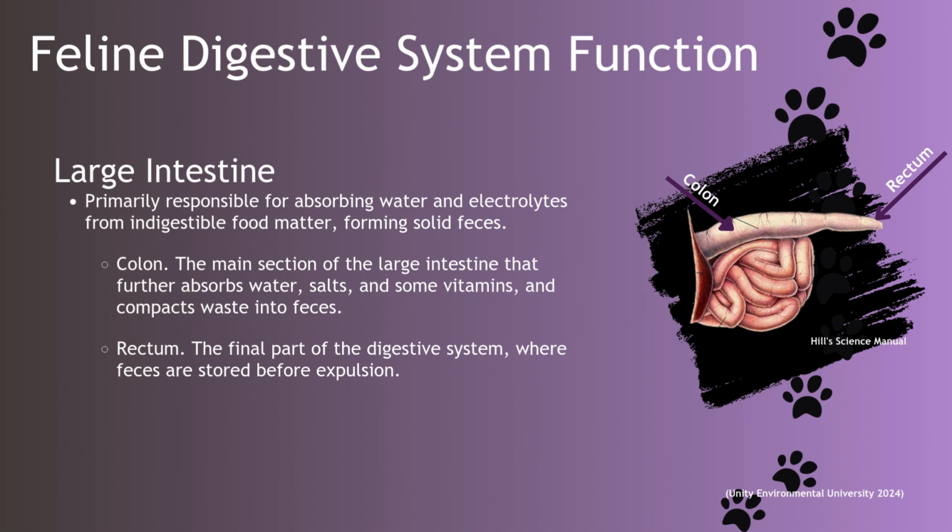Next, we have the large intestines, primarily responsible for absorbing water and electrolytes from indigestible food matter, forming solid feces. The colon, the main section of the large intestine, further absorbs water, salts, and some vitamins, and compacts waste into feces. The rectum is the final part of the digestive system, where feces are stored before expulsion.